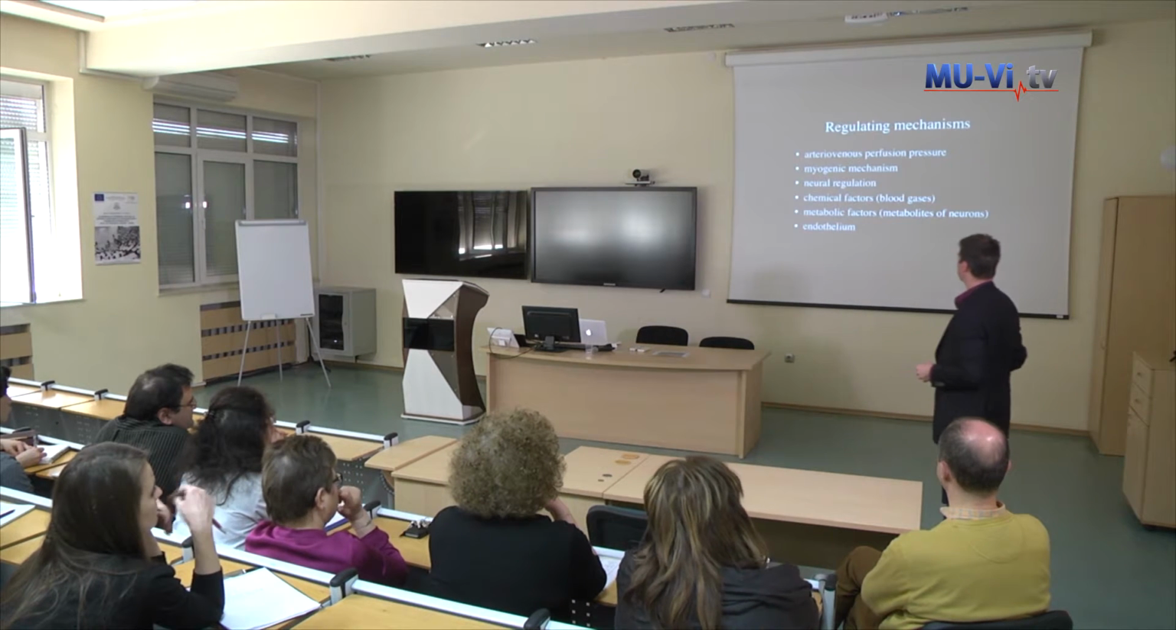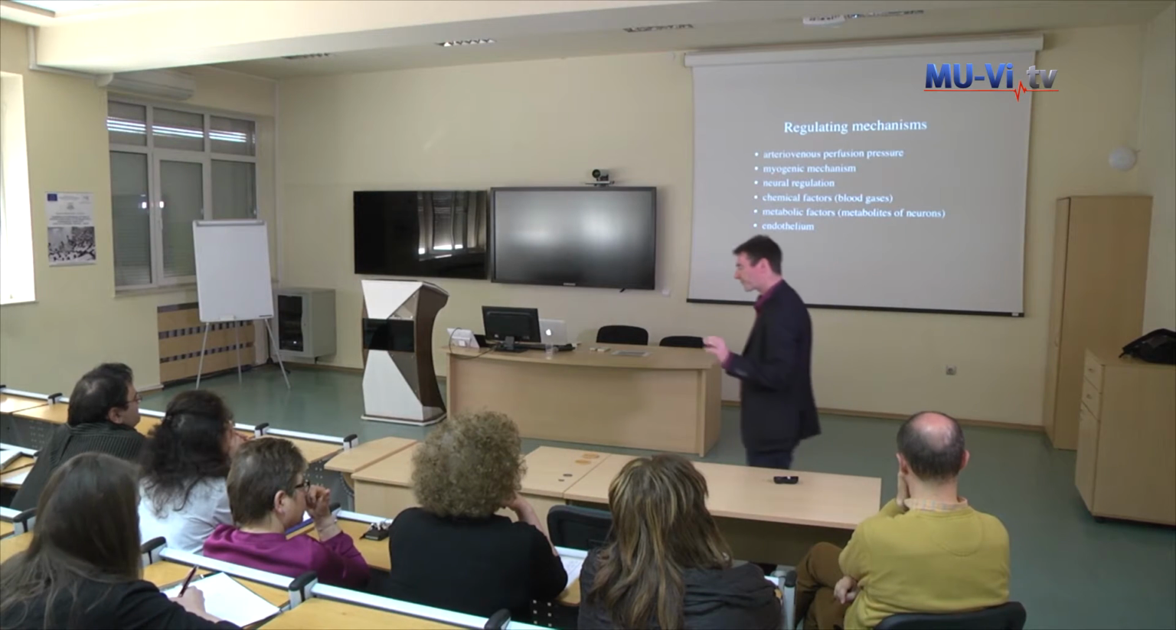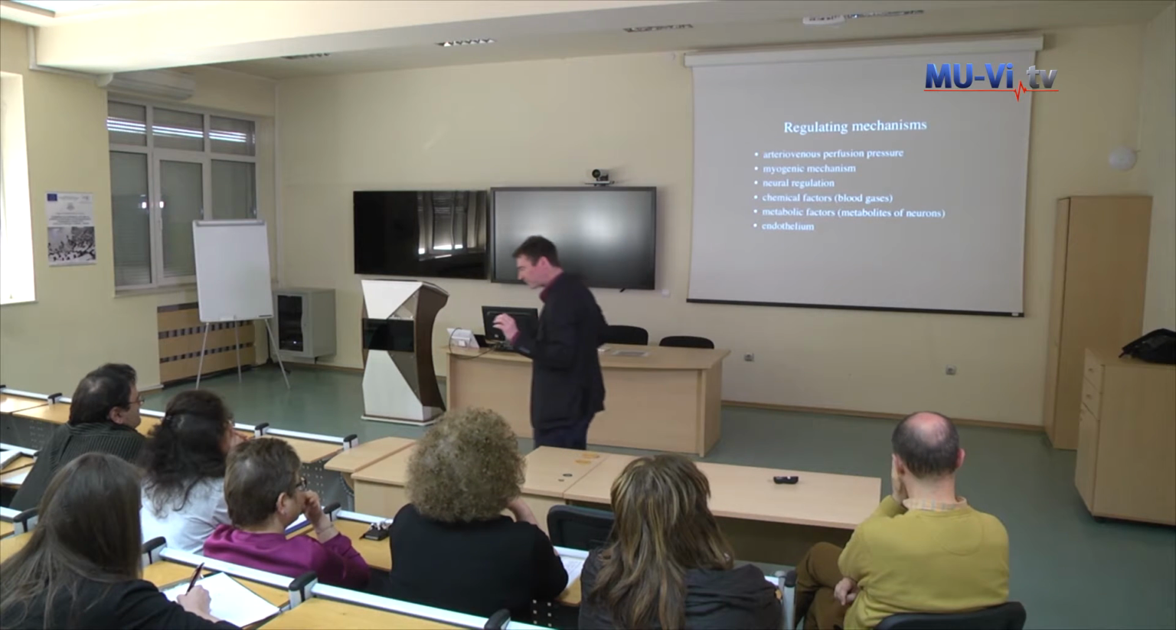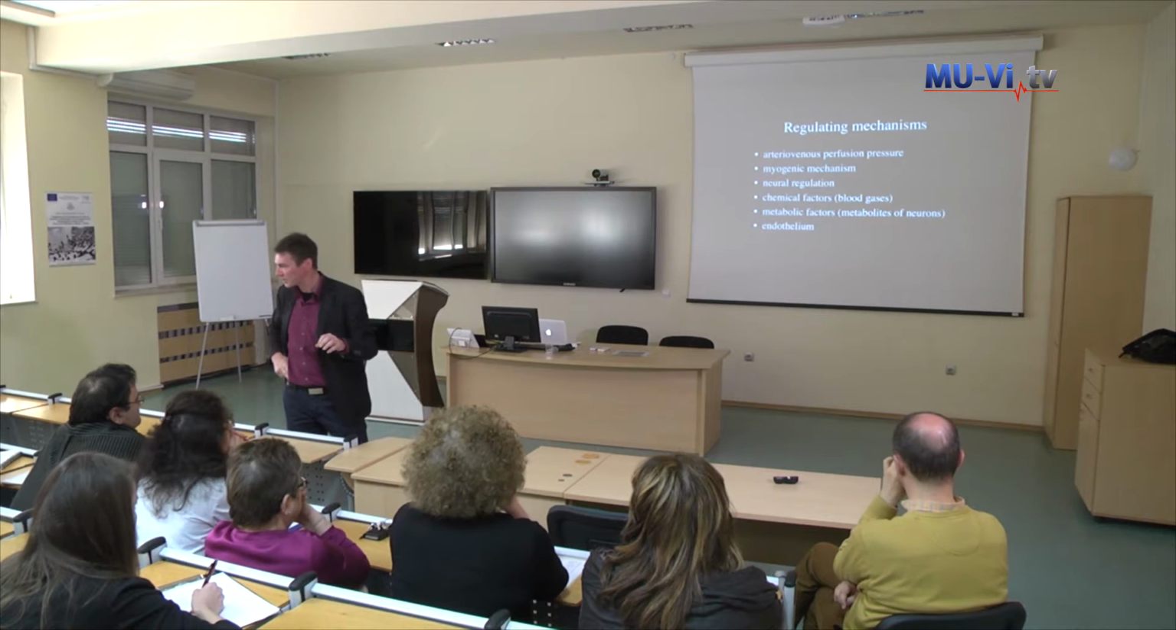So we need regulating mechanisms, of which the first one is just general because it's just what is entering the brain. It's a function of the heart and the large vessels. You could say it's the blood pressure which arrives at the brain. But the other factors are related to the function of our smooth muscle cells.